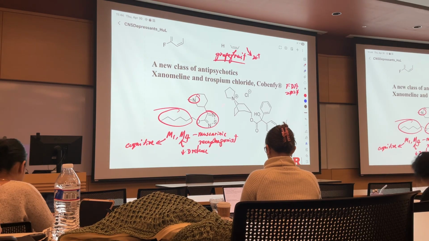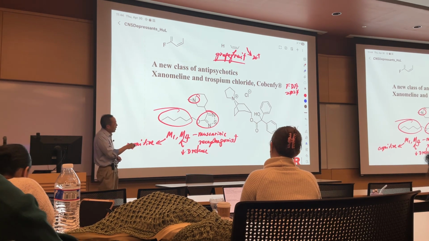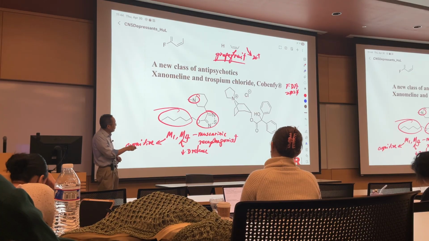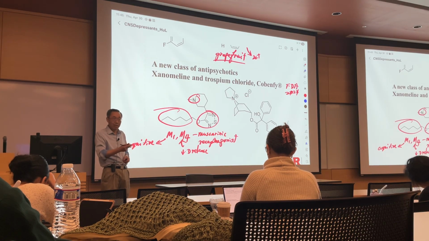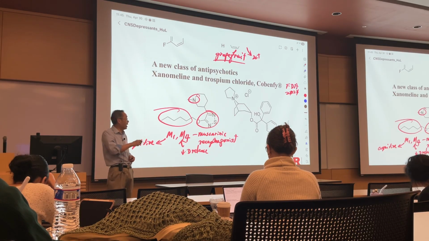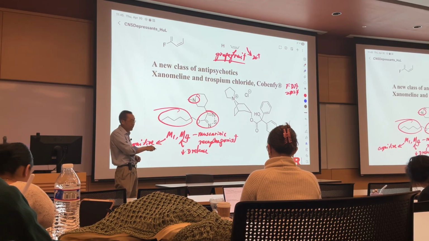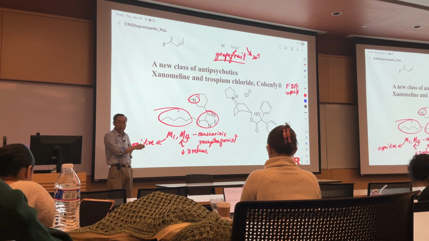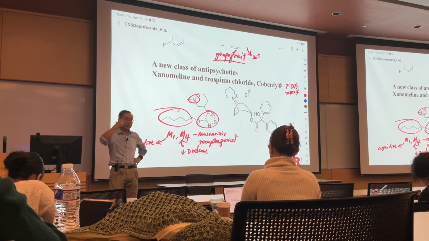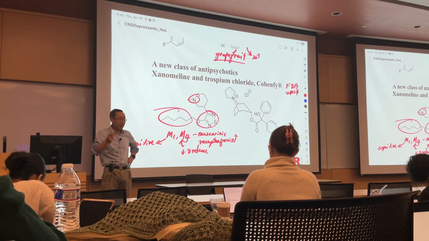And now, I have not mentioned the other component of this combination, right? So what is this right-hand side doing? This is trospium. Trospium, first of all, is a quaternary ammonium cation, just like acetylcholine, right? Acetylcholine has a positive cation. It does have an ester, right? So it's mimicking acetylcholine. Because the charge is permanently there, this drug doesn't get into the central nervous system. So it stays in the periphery.